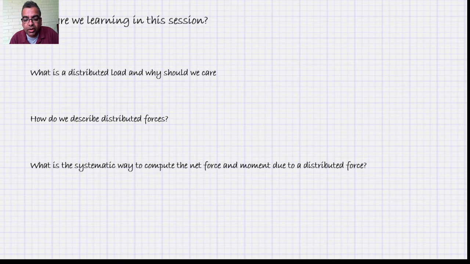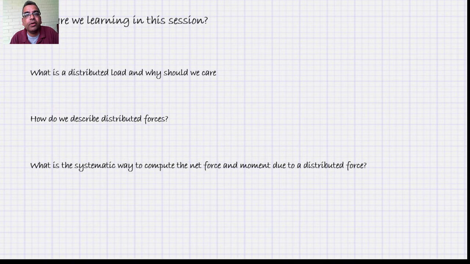Okay, so what are we learning in this session? First, we're going to talk about what is a distributed load and why we should care. That's item one. How do we describe them? What is a mathematical way of describing distributed forces? And what's a systematic way to compute the net force and net moment due to a distributed force?